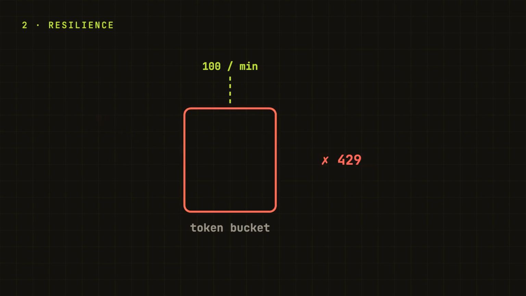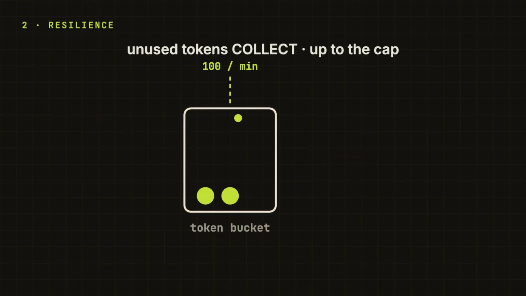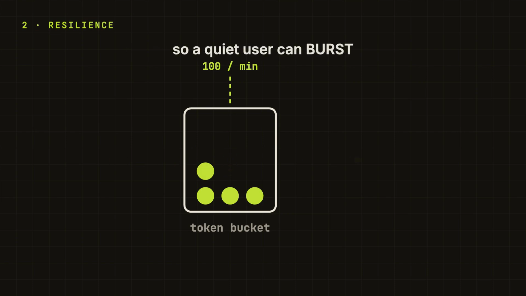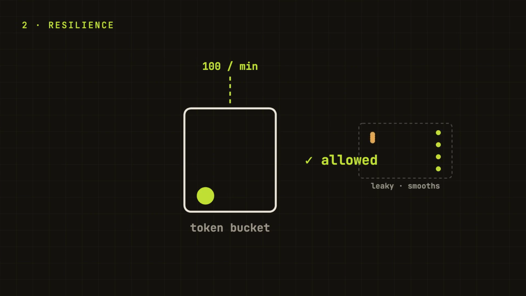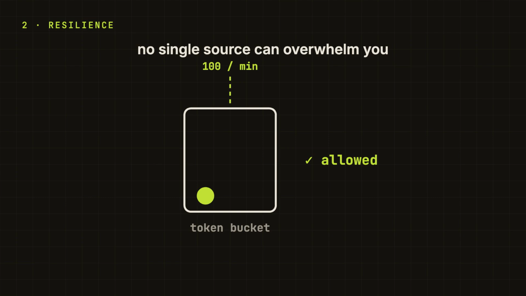And because unused tokens collect in the bucket up to its size, a quiet user can suddenly make a small burst of requests, which is usually exactly what you want. The leaky bucket is a close cousin that smooths the rate out instead. So, rate limiting keeps any one source from overwhelming you.